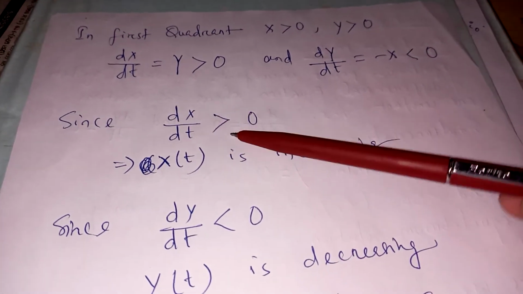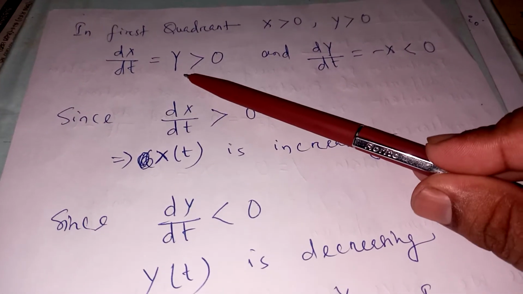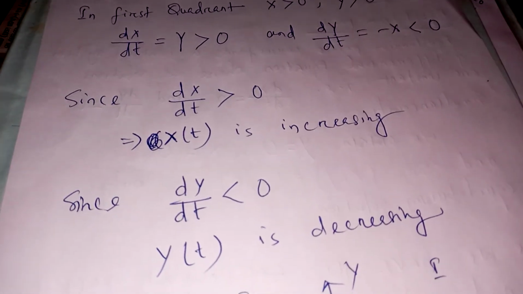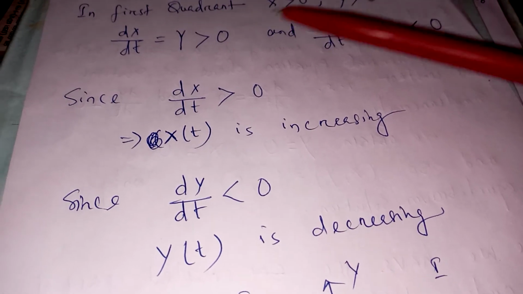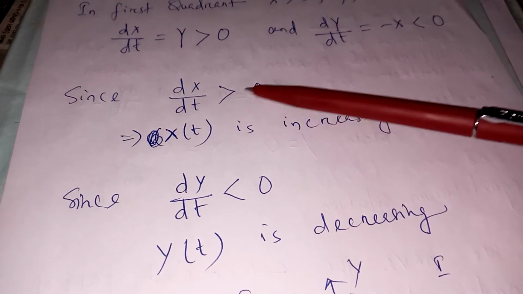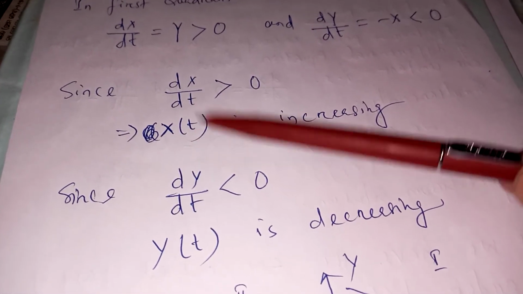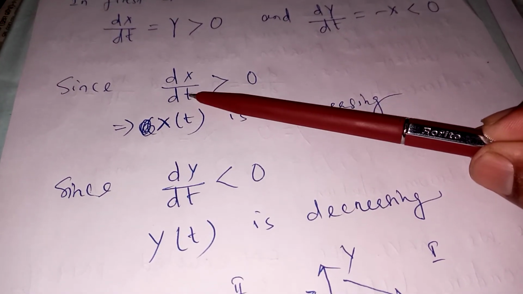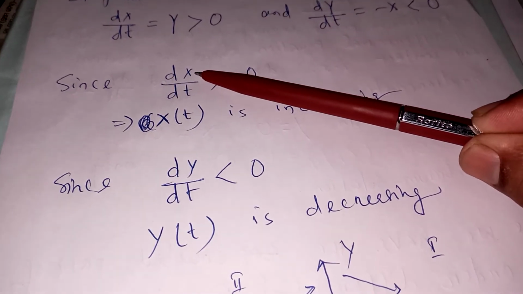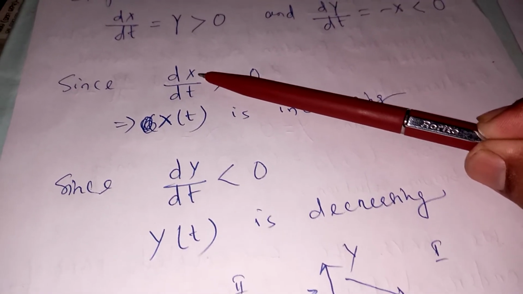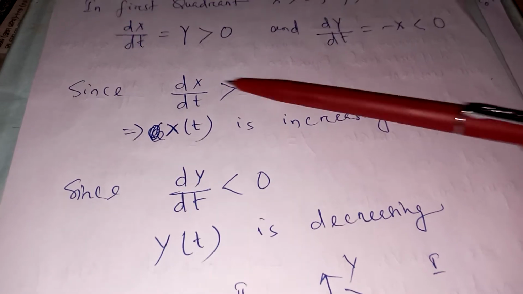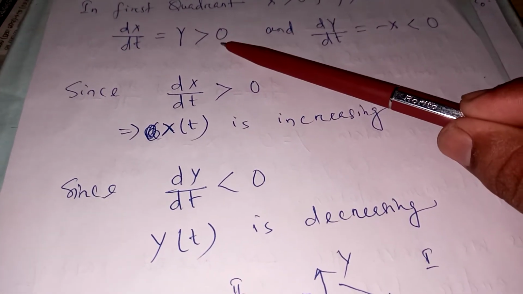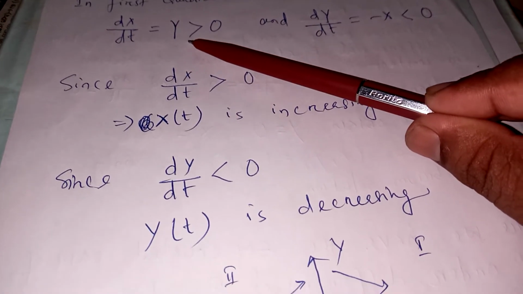Since dx by dt is greater than 0, why? Because y is greater than 0, so dx by dt is greater than 0 and x of t is increasing. We know that a function is increasing when the derivative is positive. Since dx by dt means x is differentiated with respect to time t, x is obviously a function of t. So x of t is increasing because y is positive. dx by dt is equal to y greater than 0 means y positive, or dx by dt positive.